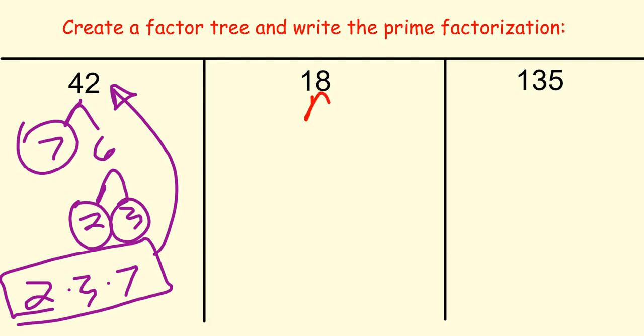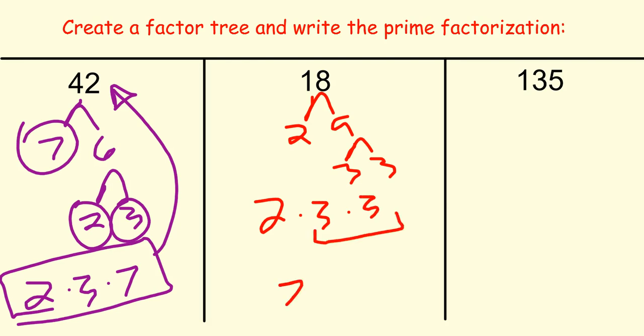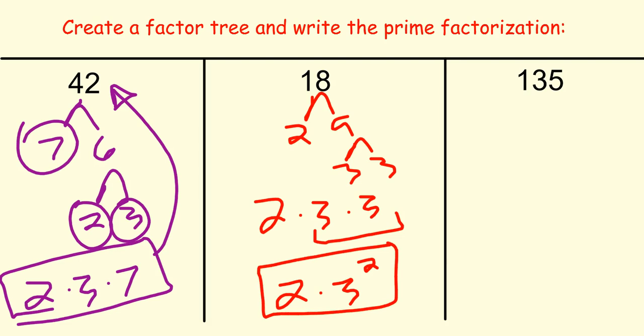For 18, we can start with 2 times 9, and 9 is 3 times 3. So the prime factorization for 18 could start as 2 times 3 times 3, but we want to condense those 3's into 2 times 3 squared. Again, that is the only prime factorization for 18, no matter how you split it in the factor tree, and 18 is the only number that has that unique prime factorization.